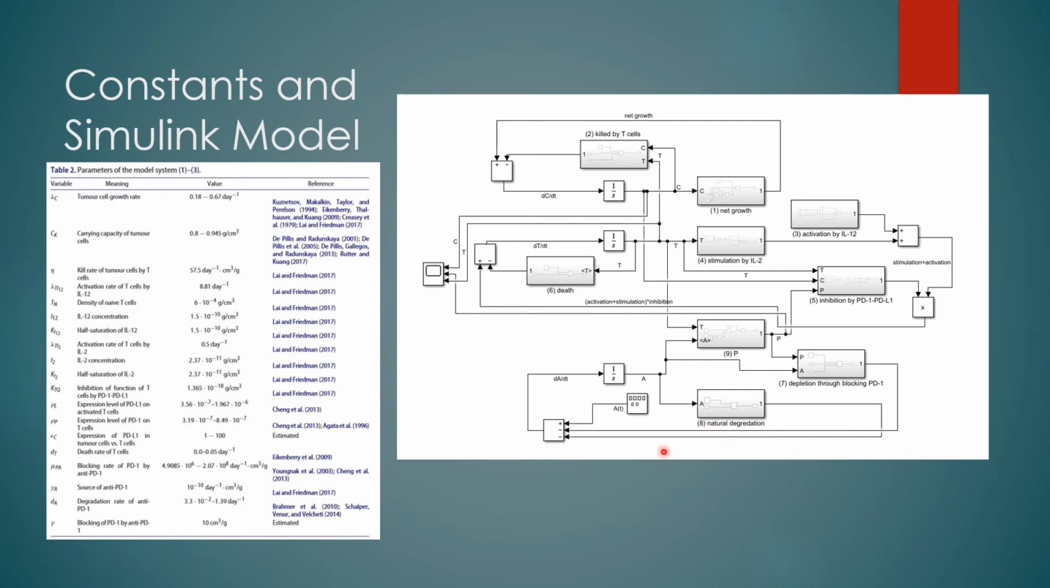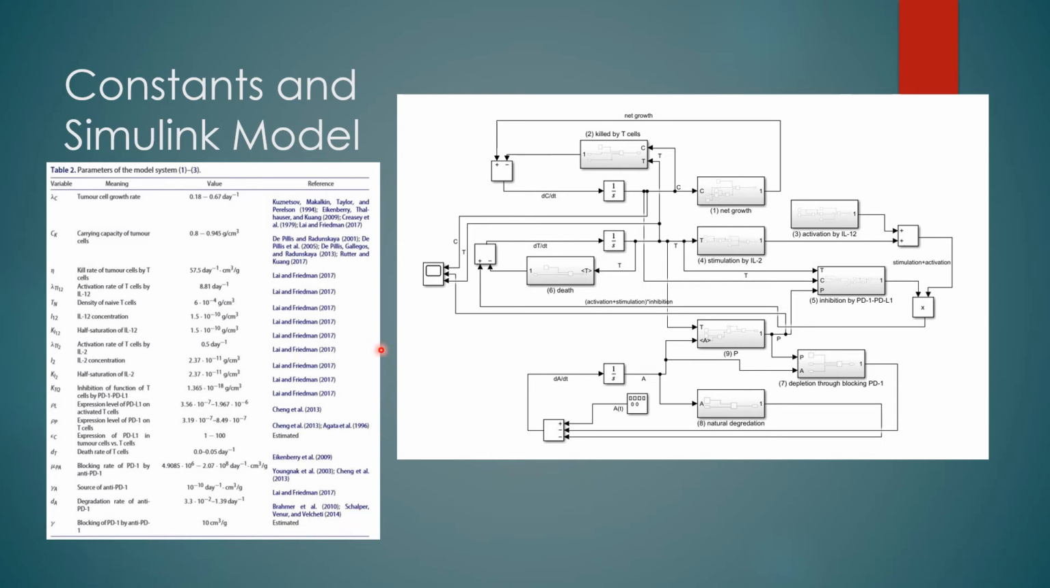So here we have a Simulink model of the system of three differential equations. We have the differential part of the first one, the second one, and then the third one here. We have A of t, our controlled function that we can enter. And then this Simulink model is divided up by the sections that were seen on the equations. So like in the first equation, we have the net growth section and then the killed by T cell section, and those combine together into the equation. And so that is consistent for the rest of the model.